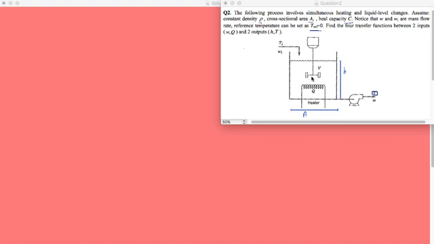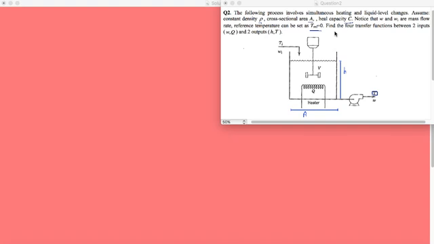Also we assume that this tank is well mixed, which means that the temperature of the liquid that leaves the system is the same as the temperature of the liquid inside the tank, and the temperature inside the tank is homogeneous. And also we assume that the cross-sectional area of the tank is constant, and also the density and heat capacity of the liquid are constant as well.